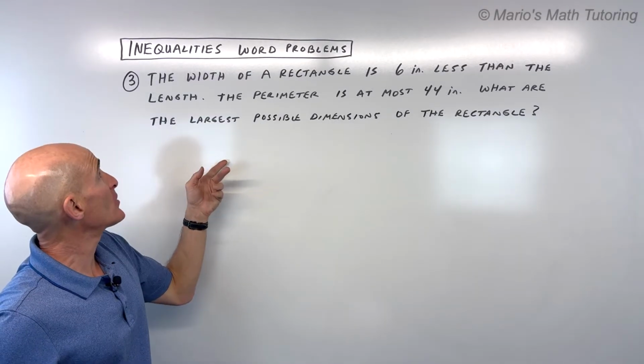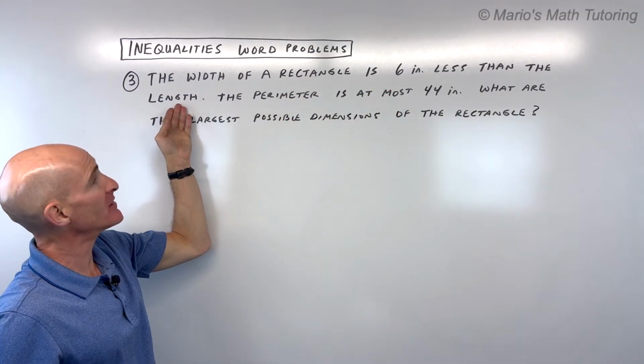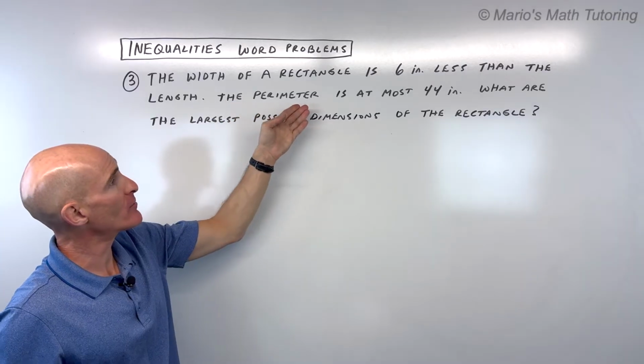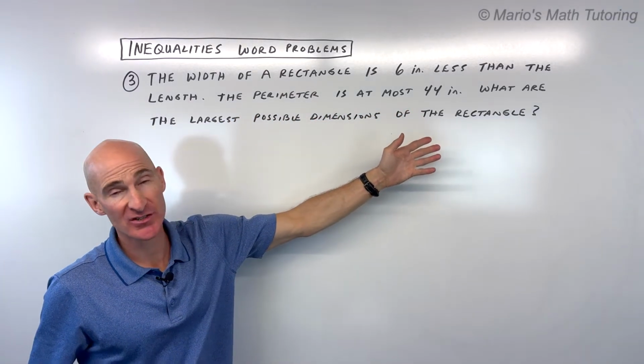Okay, let's take a look at number 3 now. It says the width of a rectangle is 6 inches less than the length. The perimeter is at most 44 inches. What are the largest possible dimensions of the rectangle?